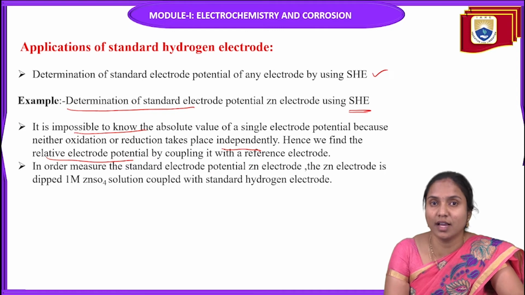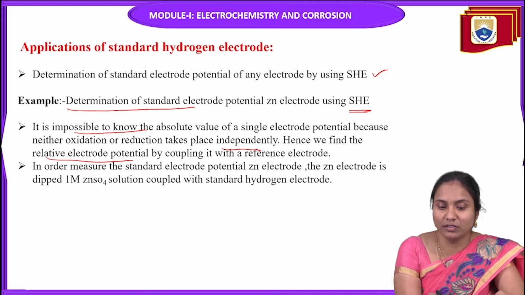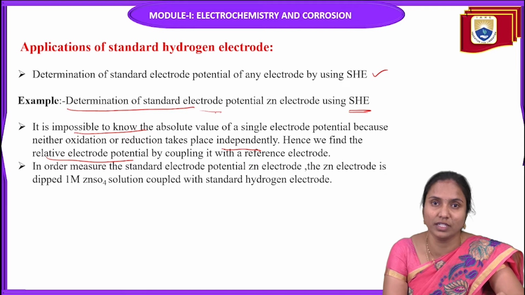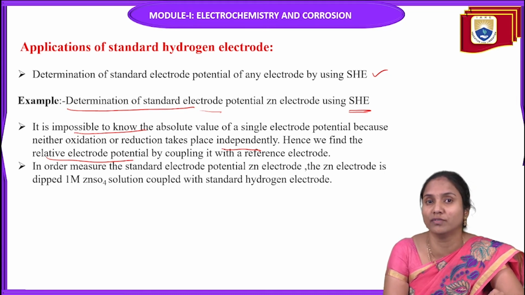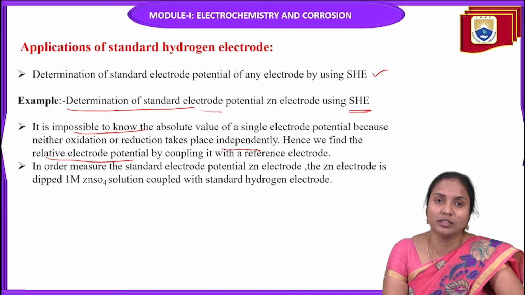So here the standard hydrogen electrode is used for determination of the electrode potential of other electrodes. For example, determination of the standard electrode potential of a zinc electrode by coupling with the standard hydrogen electrode. Without coupling with the standard hydrogen electrode, it is impossible to calculate the single electrode potential of that electrode, because it undergoes oxidation or reduction. That's why, for any electrode whose potential we want to determine, we couple it with the standard hydrogen electrode or any other reference electrode.